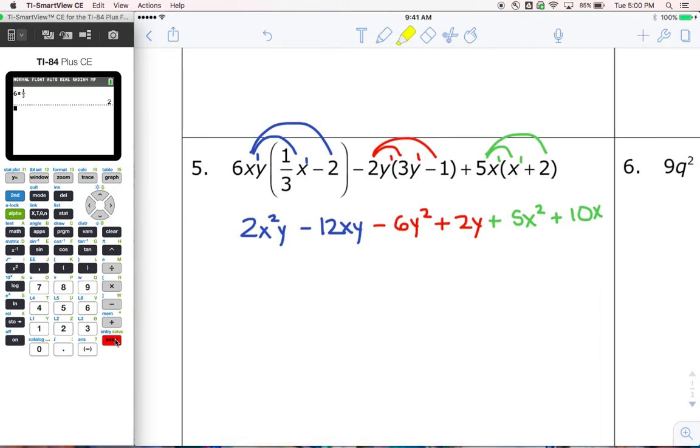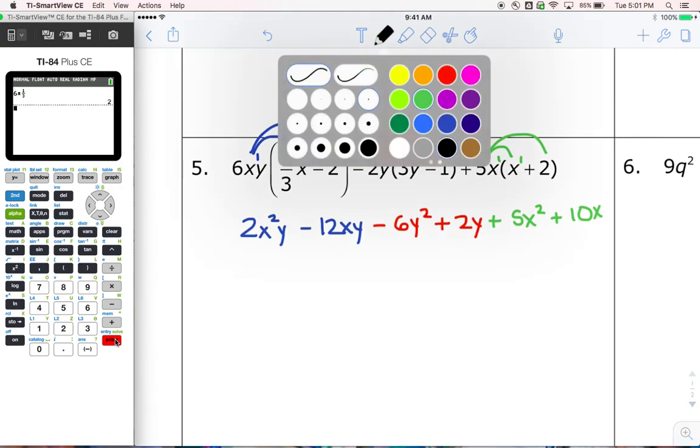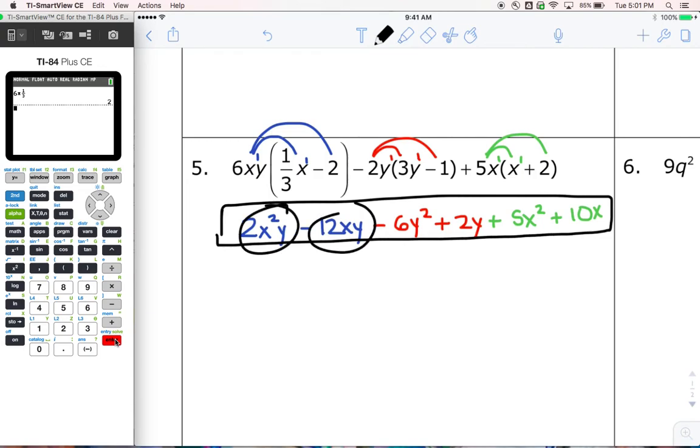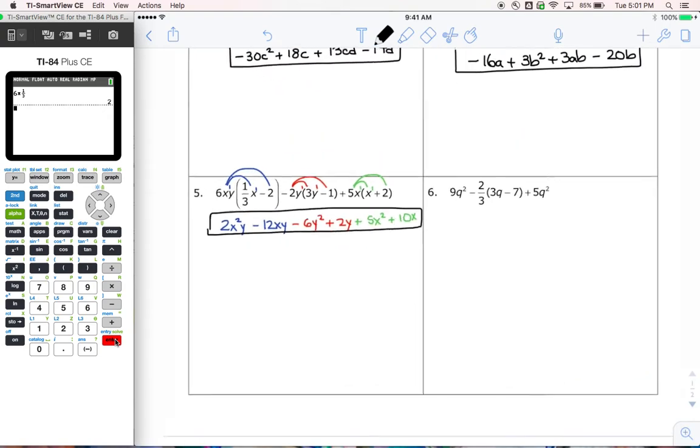Let's see here. X squared y, xy, y squared y, x squared x. And that's it, you guys. There are no like terms, all right? Remember, like terms have not only the same letters, but each letter, each base, they have to have matching exponents, right? Like x squared y and xy are not like terms because their exponents are not matching. So that's all I can do in problem 5.